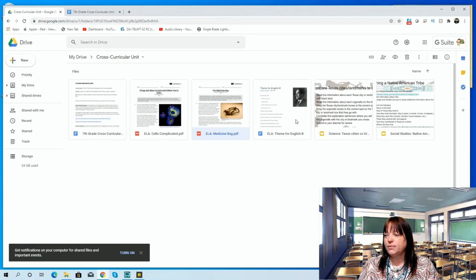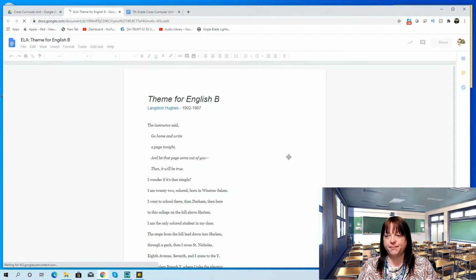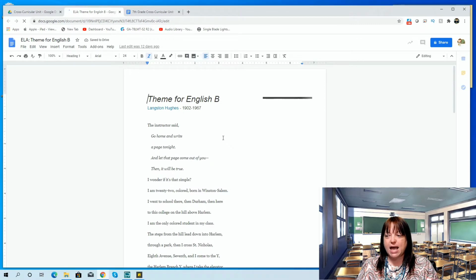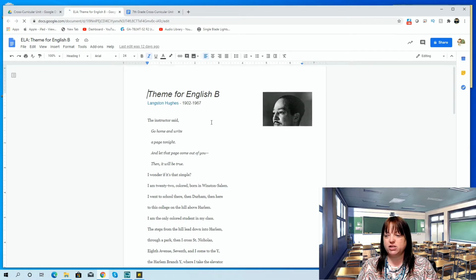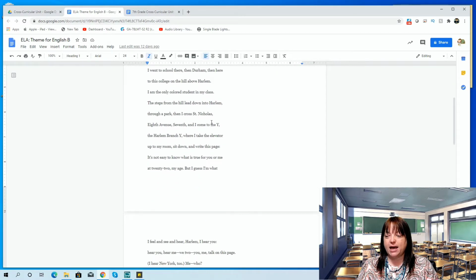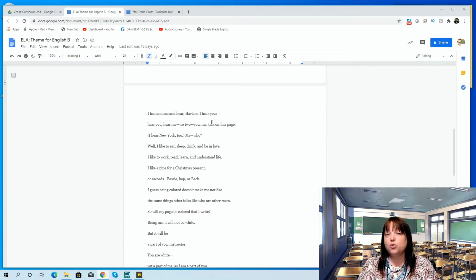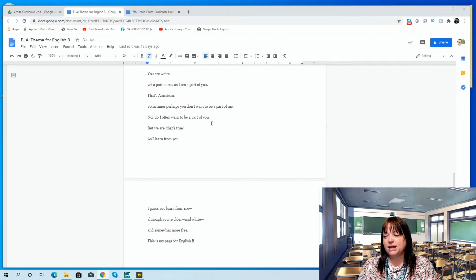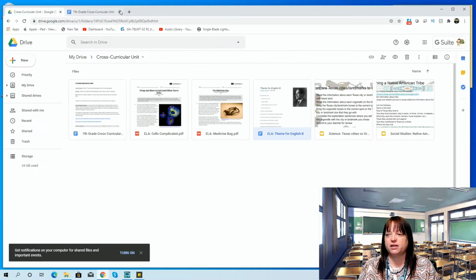And then I took this poem by Langston Hughes, and it's called Theme for English B, and he's talking about writing and what he needs to write and who he is as a person. And then he comes and he says, "I learn from you, you learn from me, you're older and white and somewhat more free. This is my page for English B." So then it talks about how they are separate, but they learn from each other's lives. So I liked this all for English language arts. It goes in that parts of a whole.